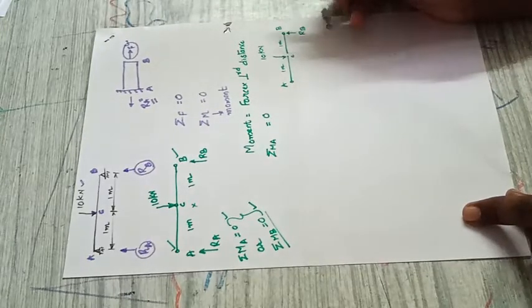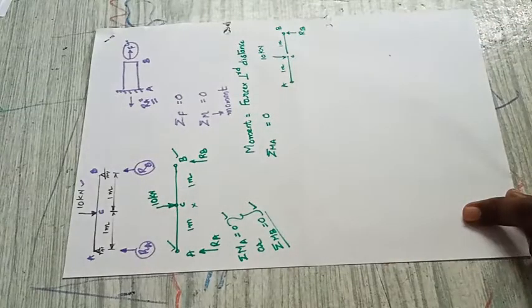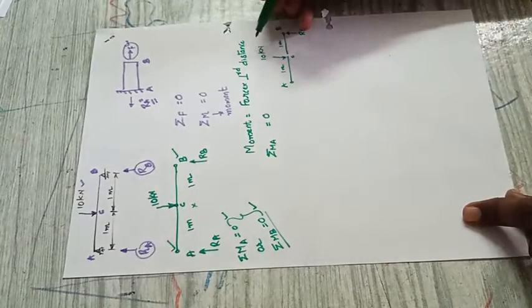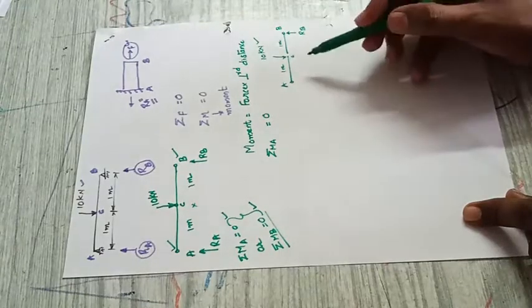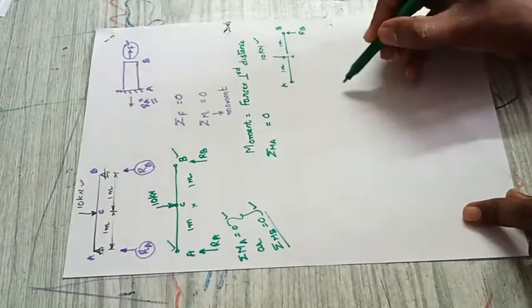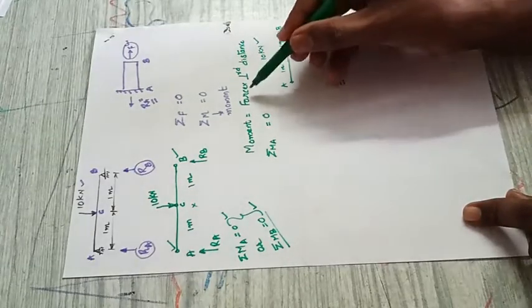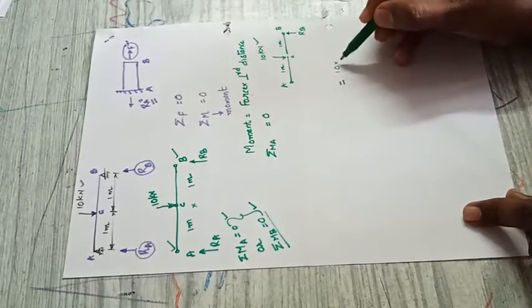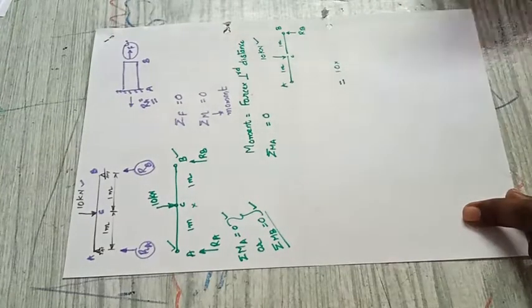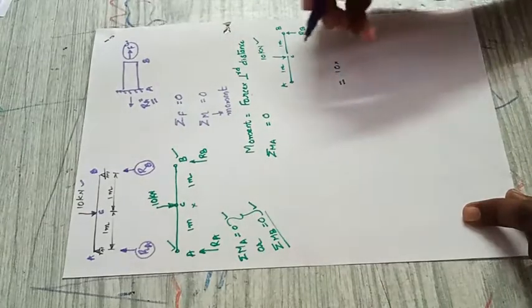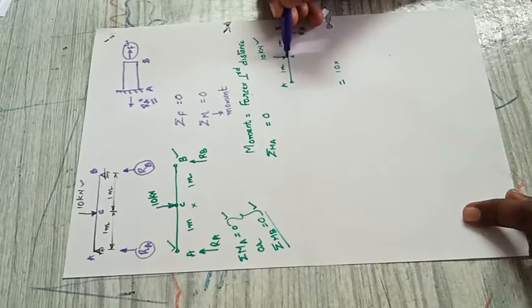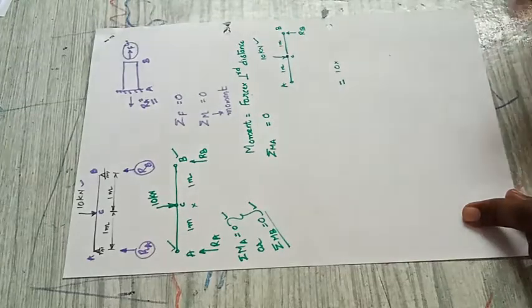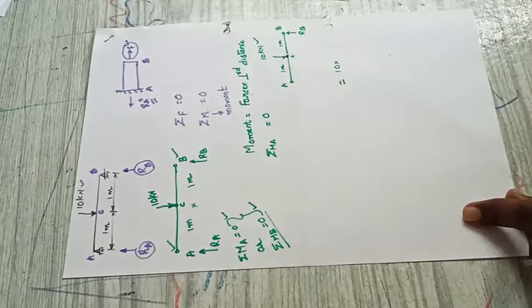Moment is about a force. Let us consider the 10 kilonewton here. The moment of this 10 kilonewton is, first we have to write down the force. Force is 10 into perpendicular distance. When it comes to the perpendicular distance, you have to measure the distance between where the load is acting, it is acting at point C, and the point about which you are taking the moment, that is, about A.